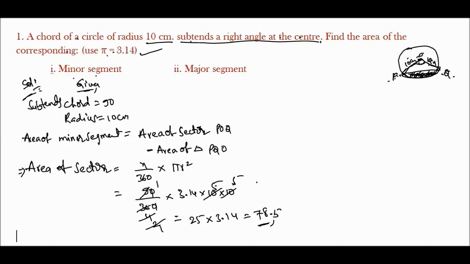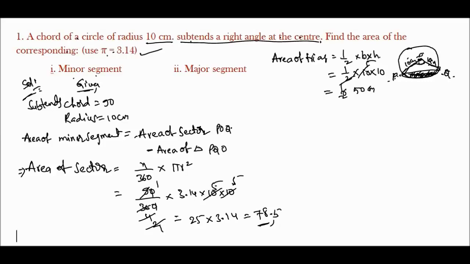Now the area of triangle we need to find. Area of triangle is equal to half into base into height. This is the area of triangle formula. Half into base, which is 10, into height, which is also 10. So 1 by 2 into 100 gives 50. So 50 square centimeters is the answer here.